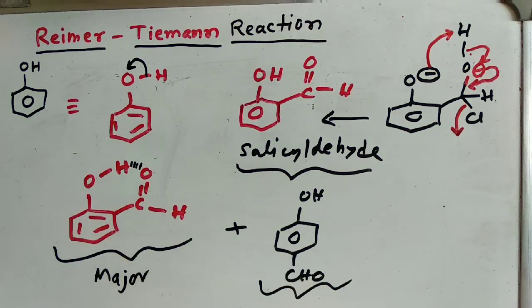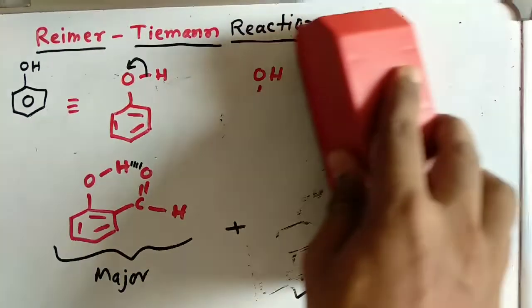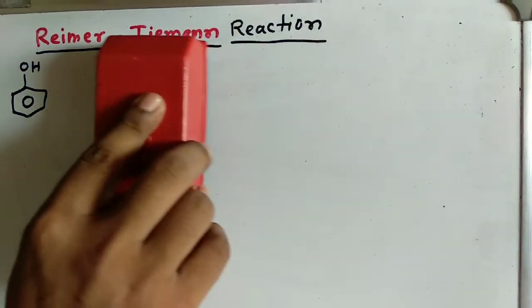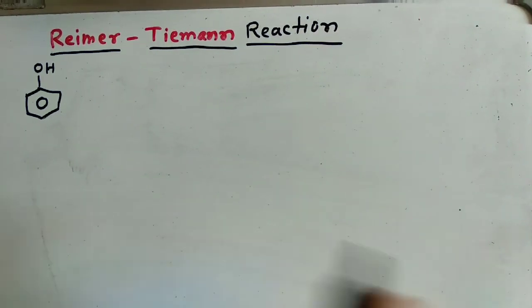Now, whatever I have said in the previous part of this video, what happens if we consider carbon tetrachloride? If instead of chloroform, what will be the final product? So let's talk about that. What will be the product if we consider carbon tetrachloride? Instead of chloroform, if we consider carbon tetrachloride, what will happen?